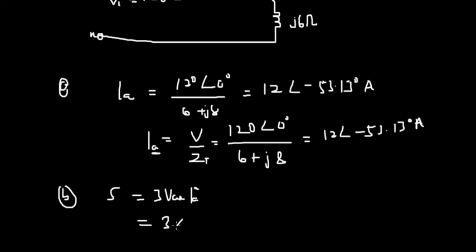So we have 3 multiplied by VAN, that's 120 with an angle of 0 degrees.